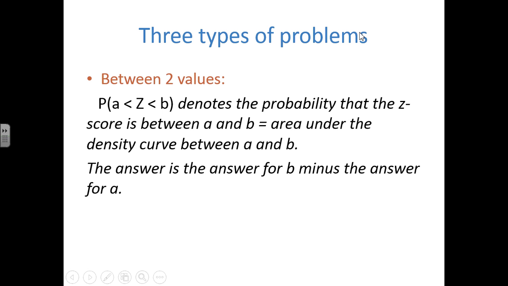The next type of problem is between two values. So we're looking at the probability that z is between a and b.